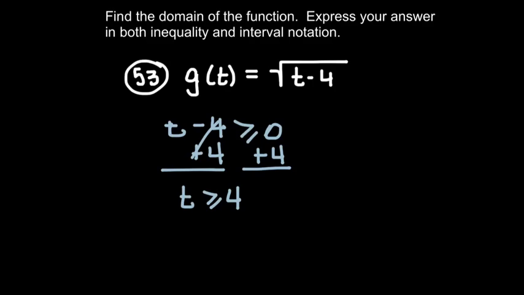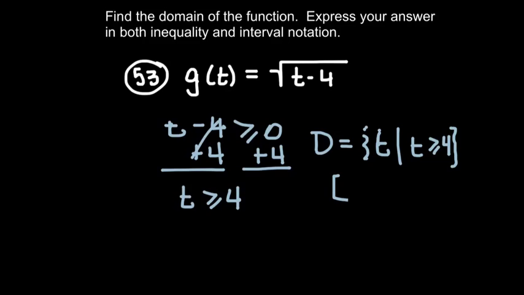That means that as long as t is a number that's greater than or equal to 4, it can be part of my domain. So I can say that the domain is equal to the set of all t such that t is greater than or equal to 4. In interval notation, my interval starts at positive 4 and goes to positive infinity.